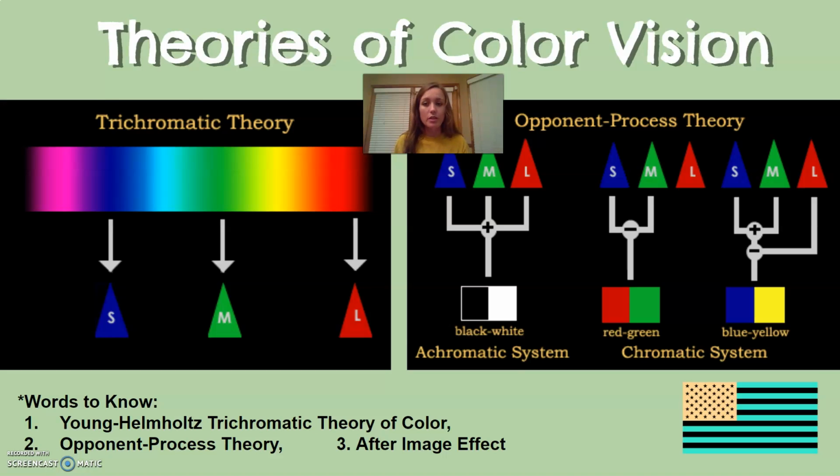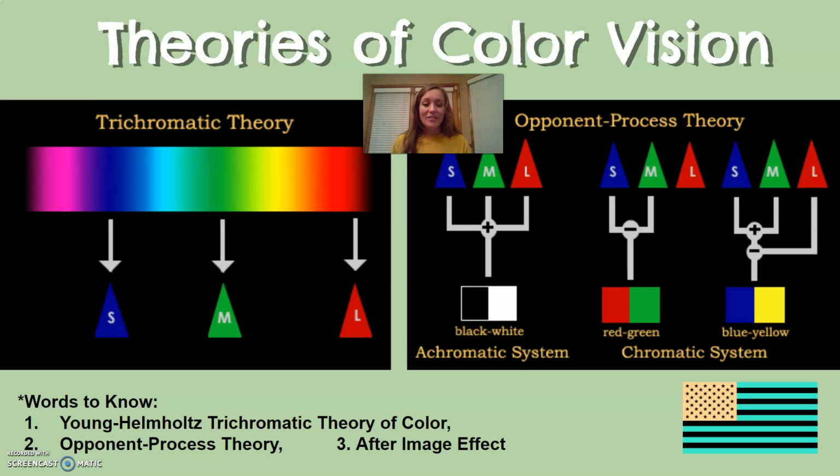And so there's two theories for color vision. The first theory is on the left. It is the trichromatic theory of color. It's also called the Young-Helmholtz trichromatic theory of color. Basically this theory states that we have three different types of cones: a red cone, a green cone, and a blue cone. They pick up on variations of red, variations of green, and variations of blue, and those variations allow us to see color.